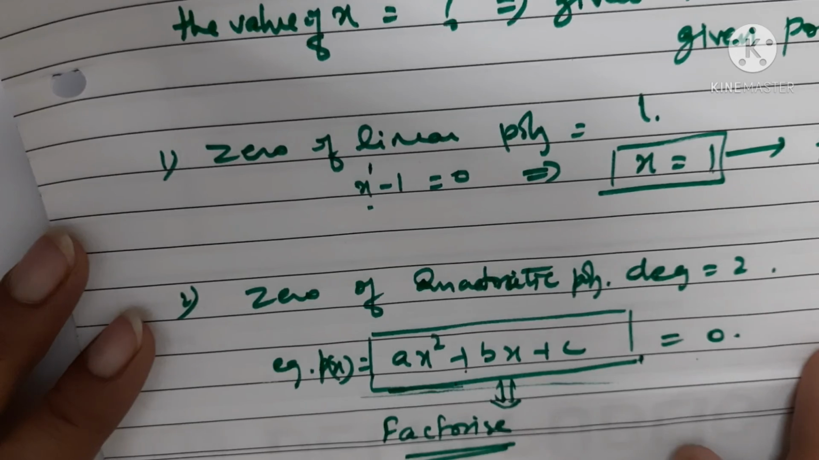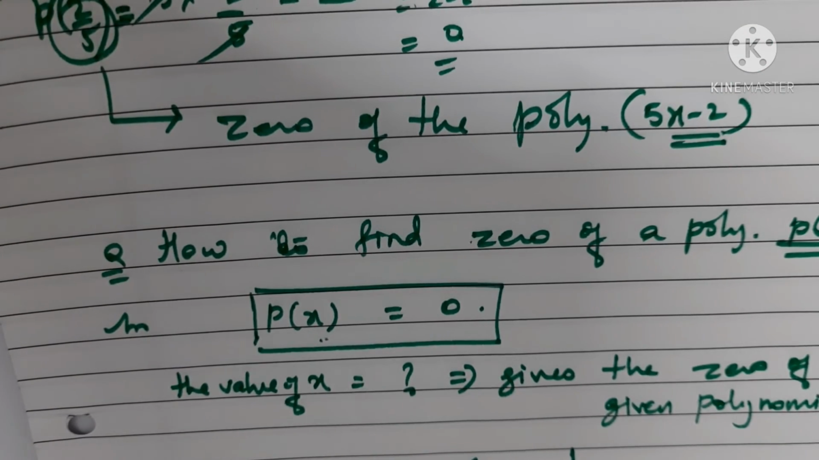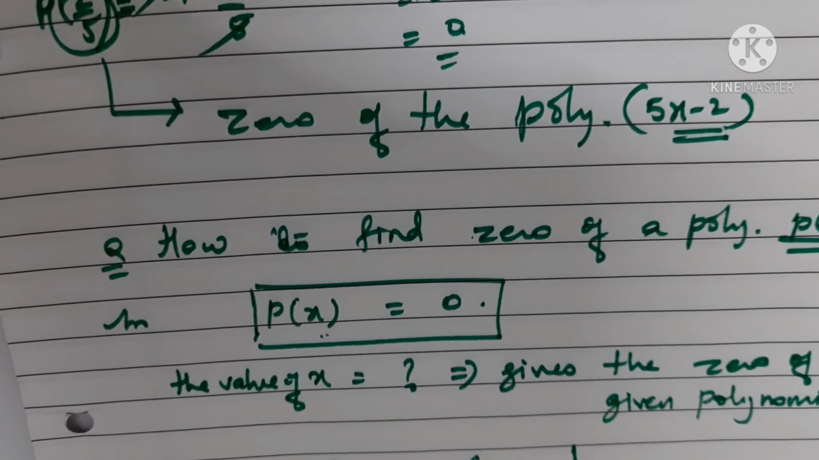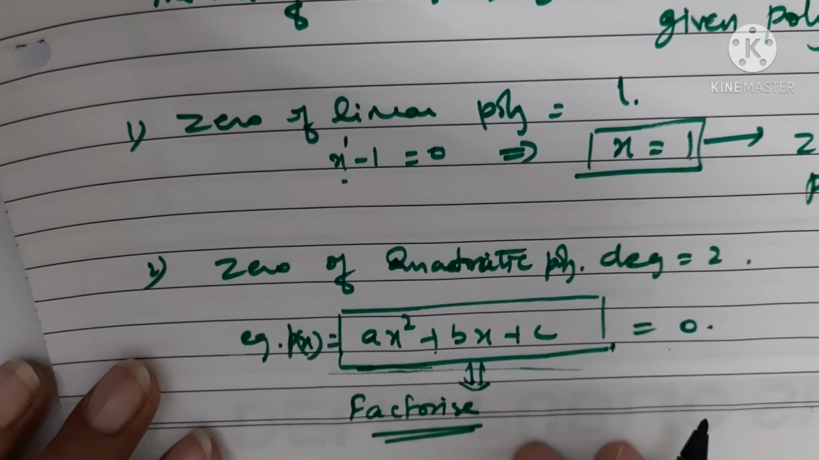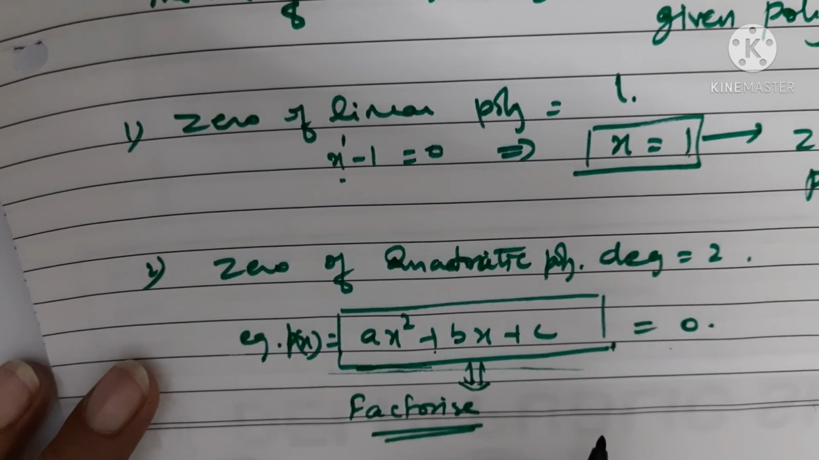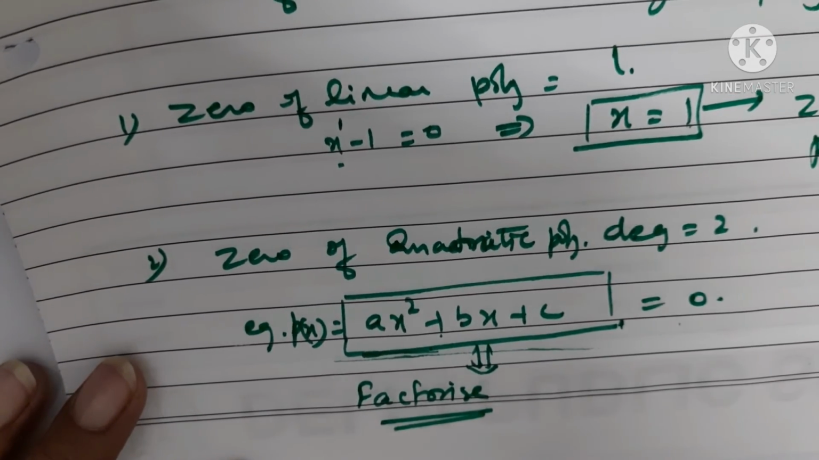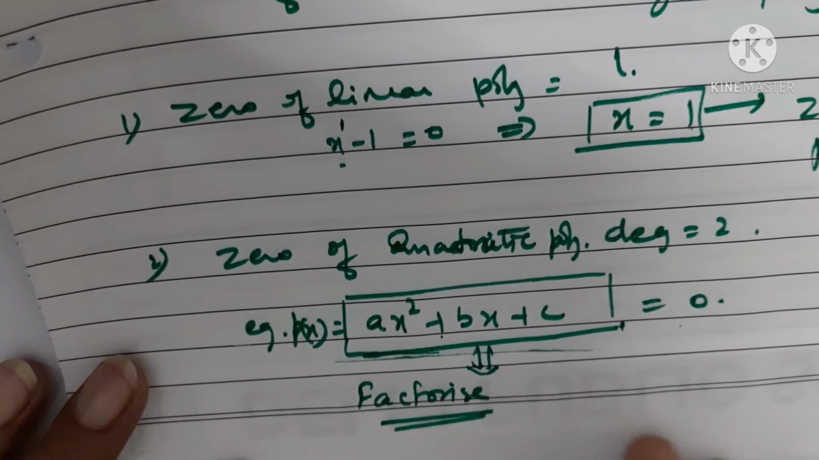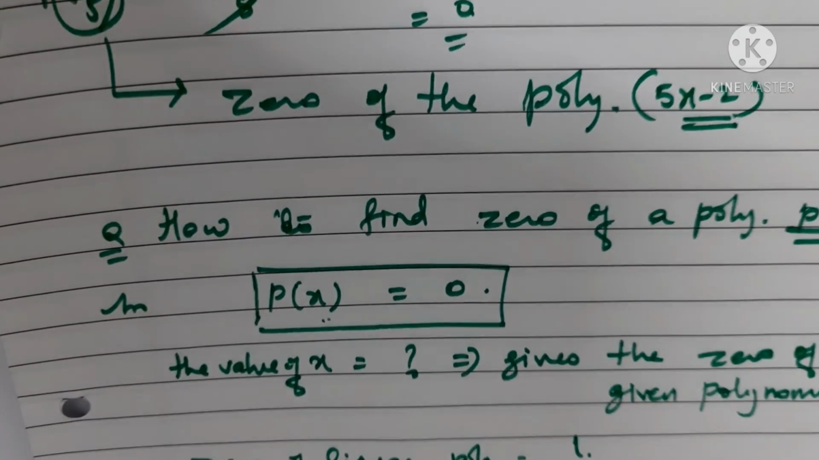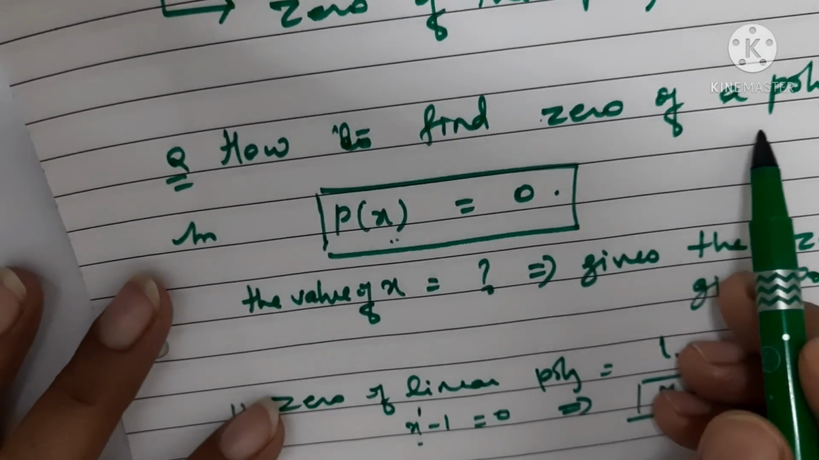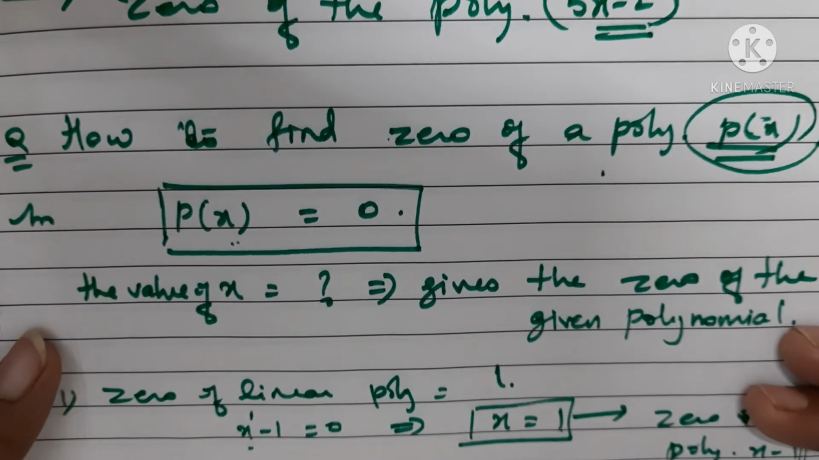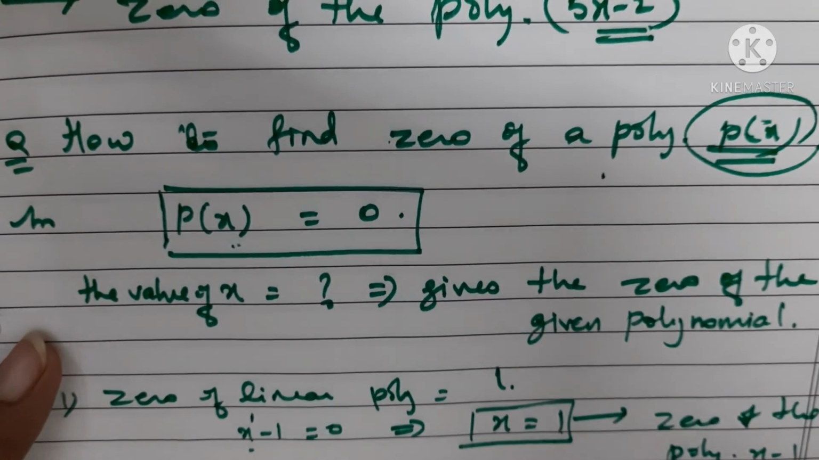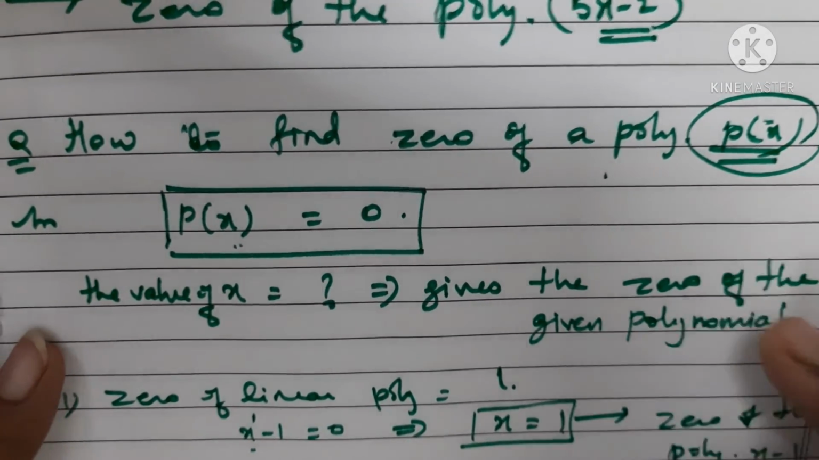But for that, you have to bring the expression into factorization mode to get how many zeros there are, which you will obtain after factorization. Understood? Now, a very simple method to find zeros. The question is: how to find the zero of a polynomial? If you are given a polynomial p(x), how do you find it? The very simple thing to do is to equalize the given polynomial to 0.